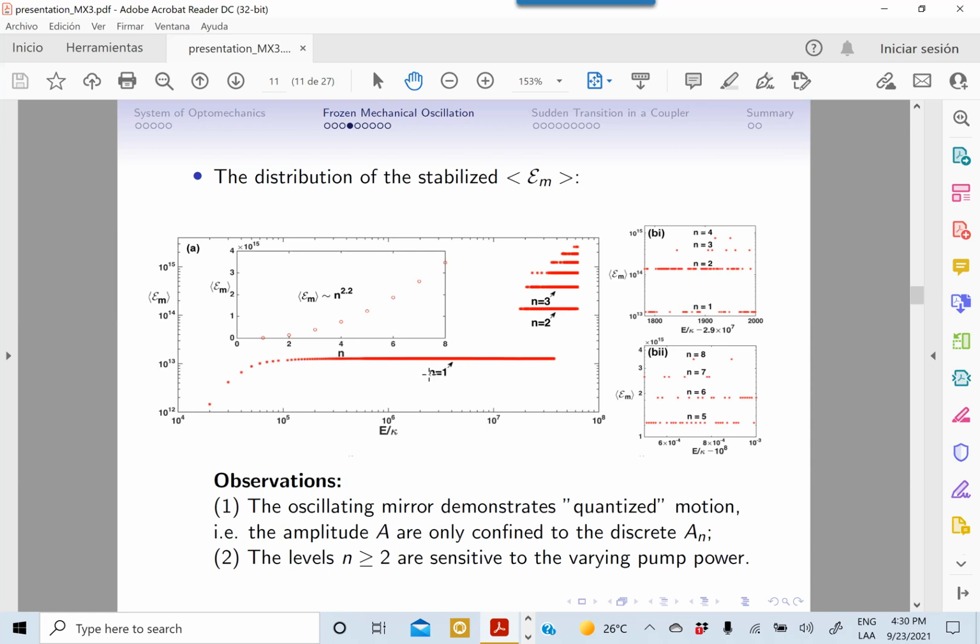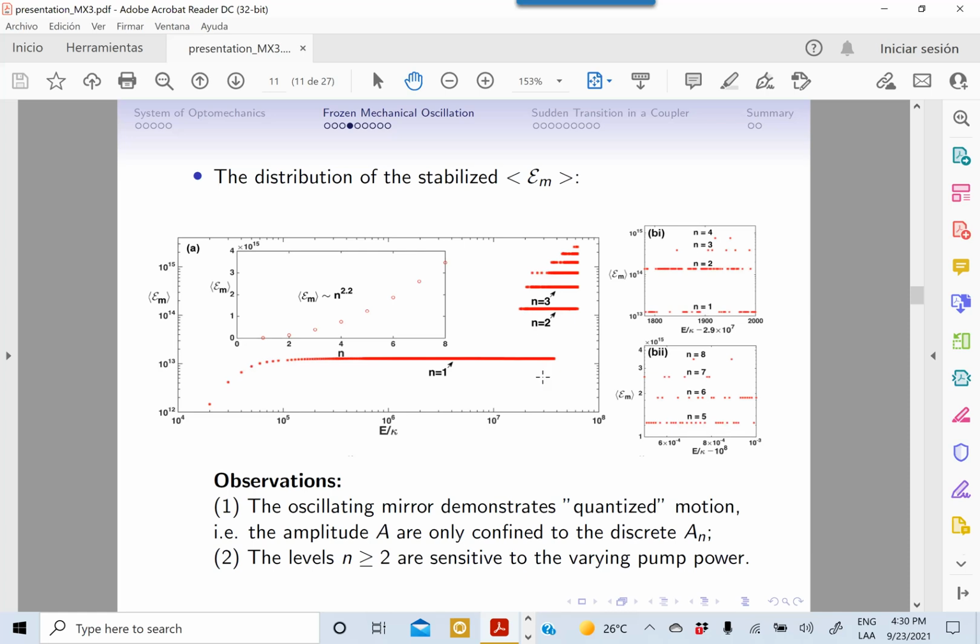It means that its oscillation amplitude changes nothing along this horizontal axis E. If E changes from, for example, 10 to the power of 5 to 10 to the power of 7, there is almost no change at all. It means that there's a locking phenomenon on this first level. Okay. However, they go up to the higher levels.